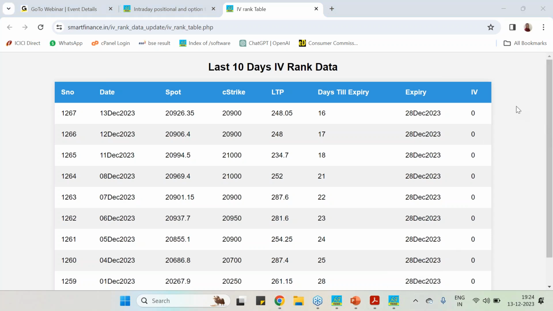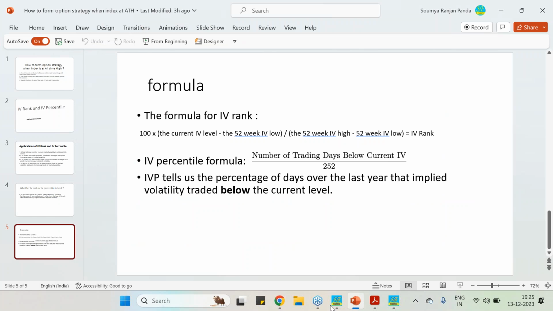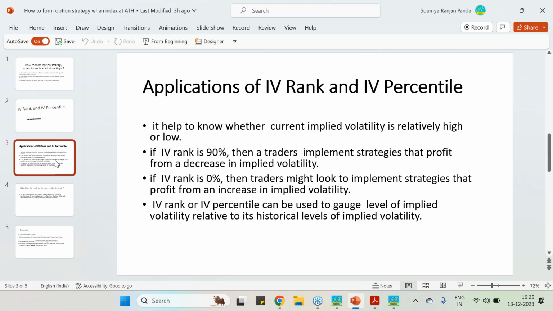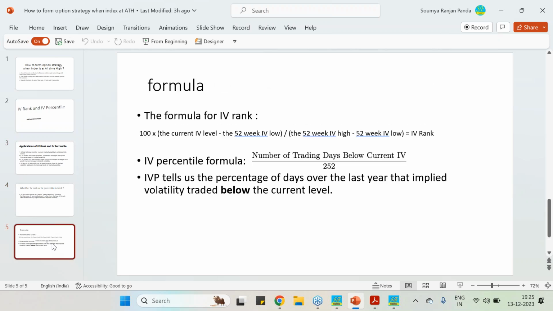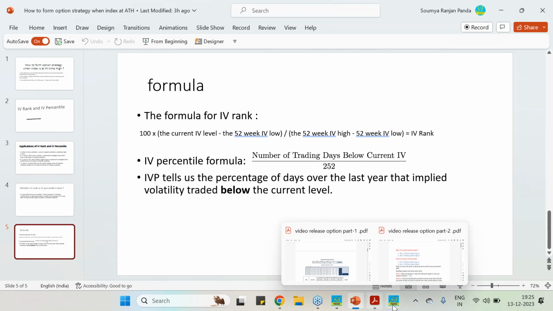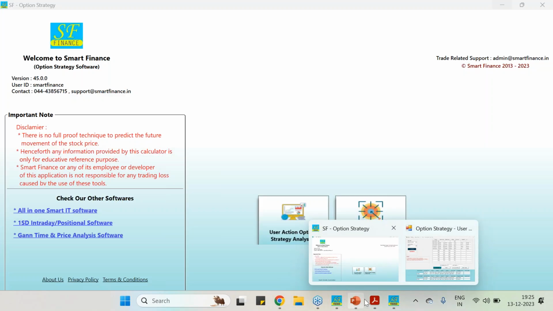It says whether you should buy options or not, sell options or not. If you buy the options, that indication comes, what kind of strategy you should form. So this is a very important piece of information for all option strategy traders. Now, the IV rank and the IV percentile is over.